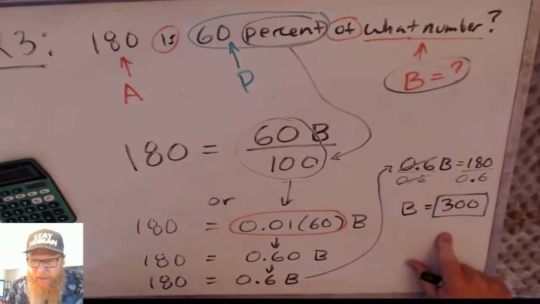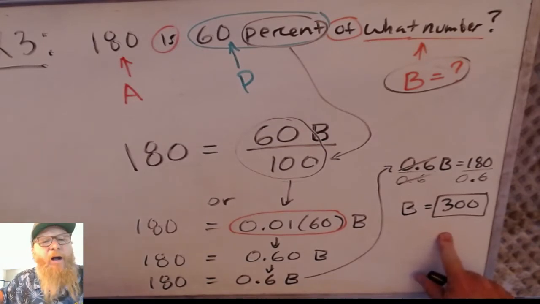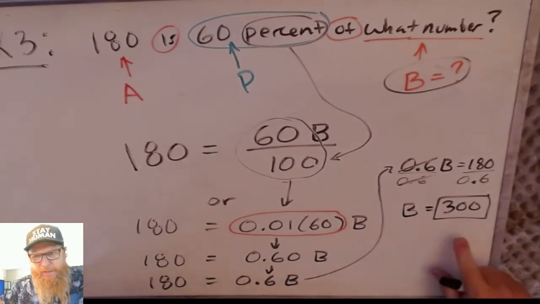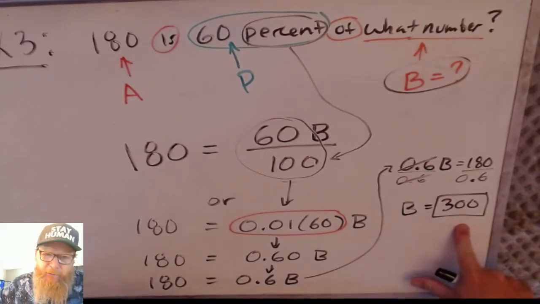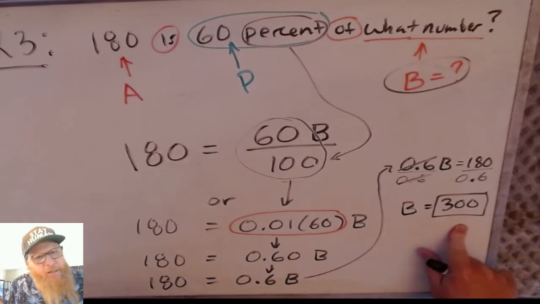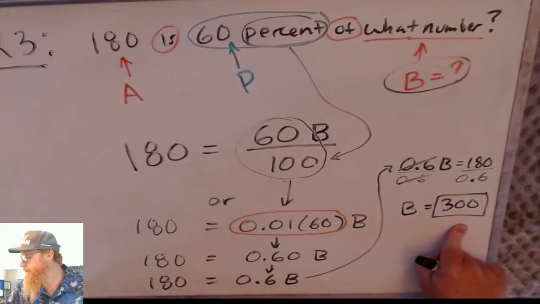And that's not 300%, that's 300 whatever. Depends on what we're talking about. We haven't really done any real life problems, but this could be 300 people, this could be 300 minutes, this could be $300, this could be, it's 300 of something.